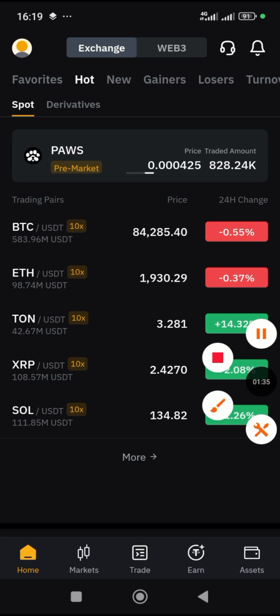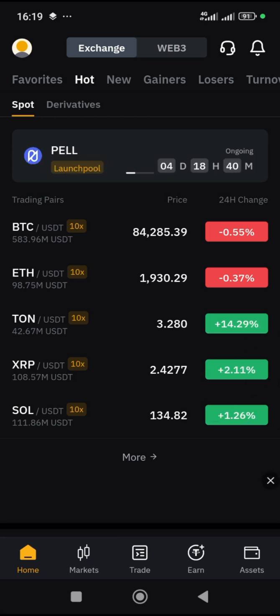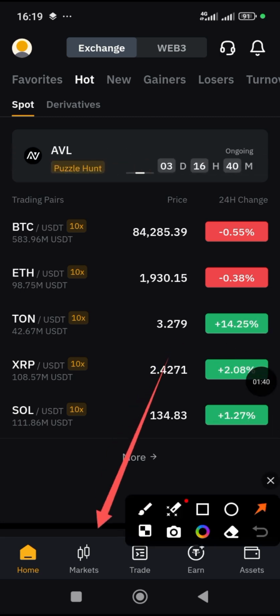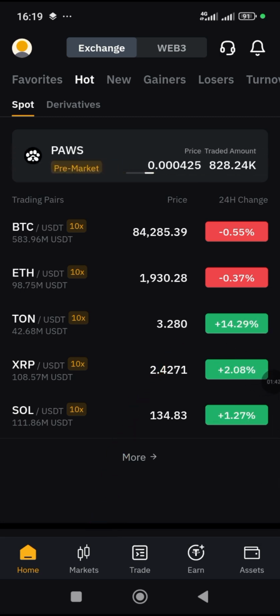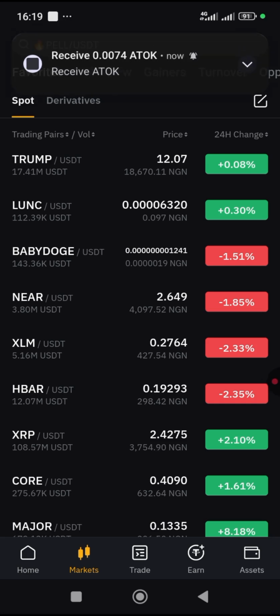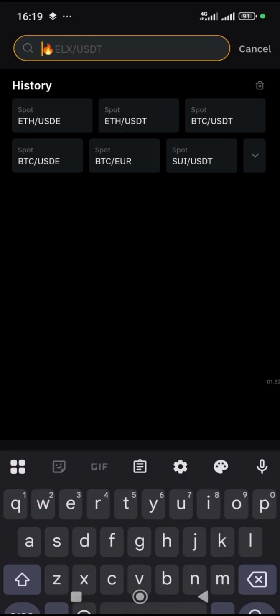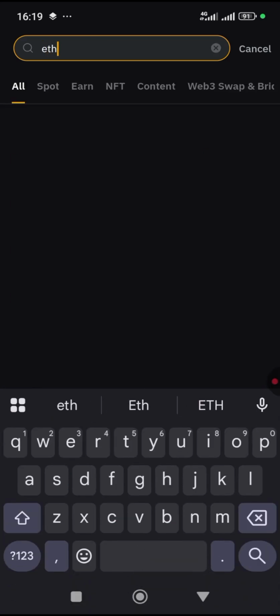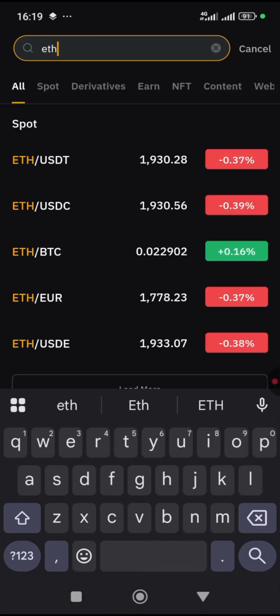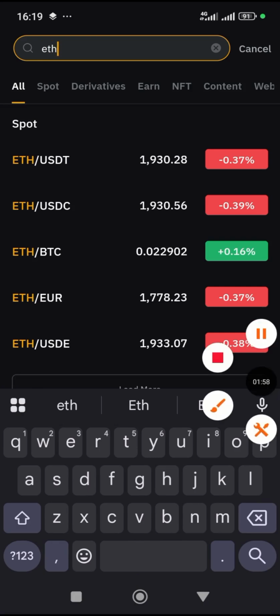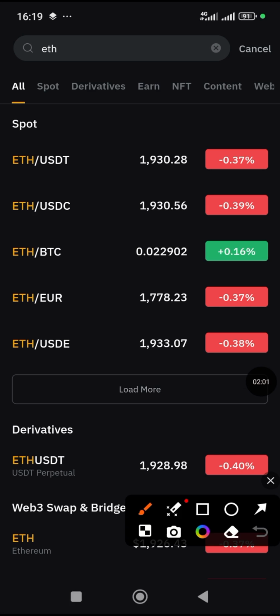So you have to come down to this spot market. After you tap on market, you come to this search icon here. When you tap on this search icon, you just have to type Ethereum. You'll be using Ethereum against stablecoins. What do I mean by stablecoin? I'll be explaining it shortly in this video. And this other one is a stablecoin.